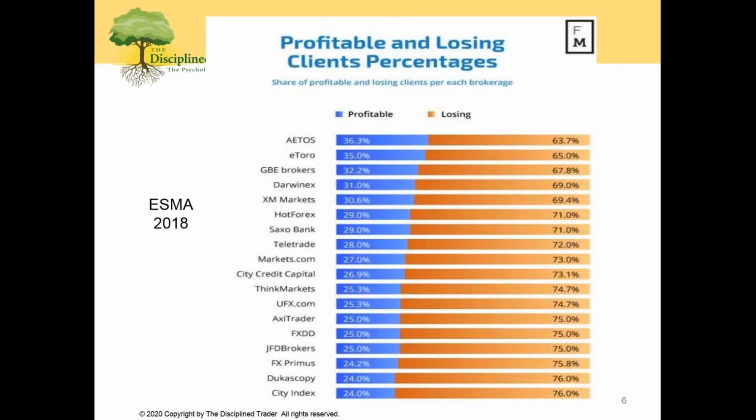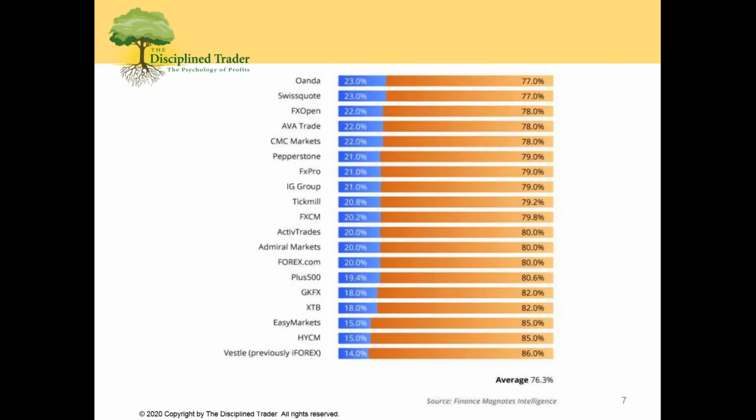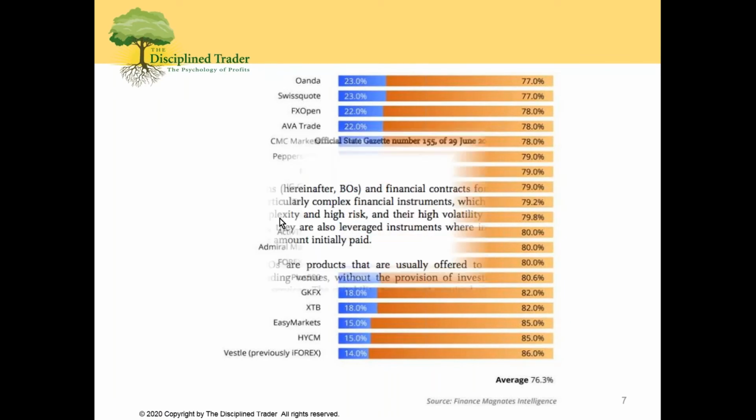But these may look great, but this is only the first half. This is the second half. Here's a couple of firms where 85% lose, but the average was 76.3%. So they say that almost 1 out of 4 makes money. I don't know. This was a cherry-picked stat. I'm going to keep going.